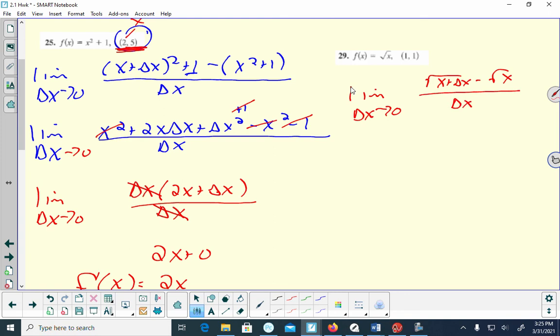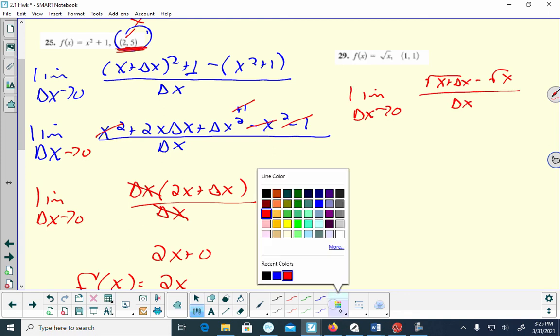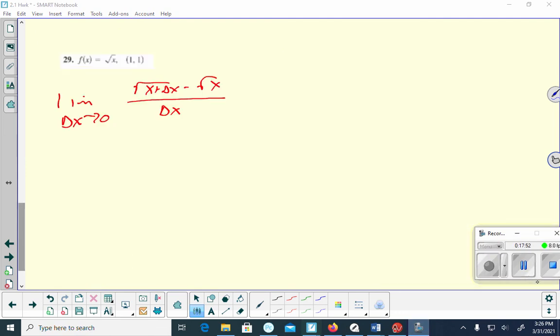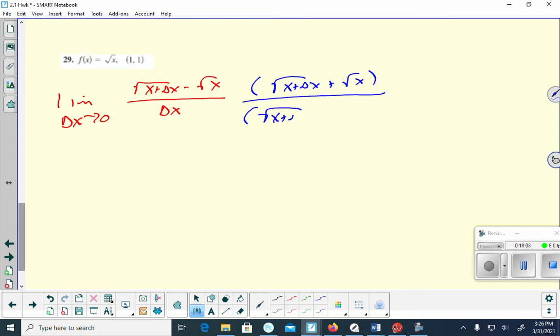I'm going to end up multiplying by the conjugate. Geez, I wish I would have saved room. So I'm going to multiply by the square root of x plus delta x plus the square root of x. And I'm going to multiply both the numerator and the denominator by the same thing.